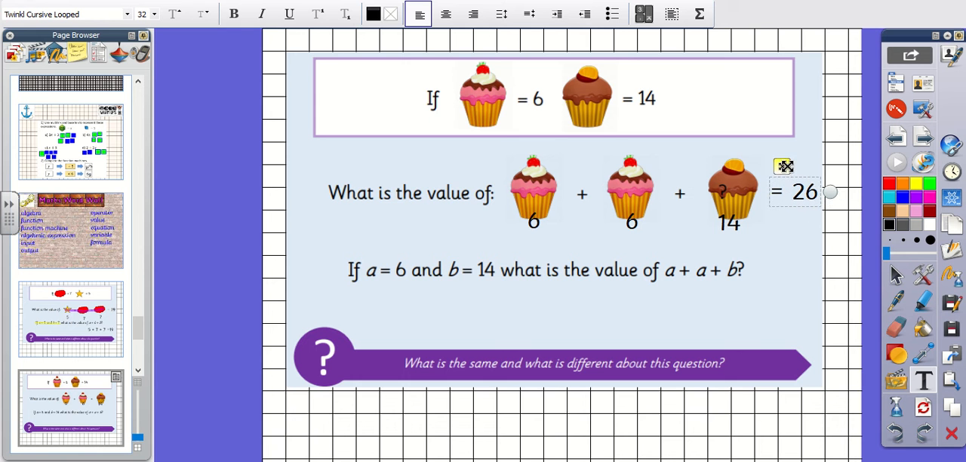There we go. So if A equals 6 and B equals 14, what is the value of A, which is 6, add A, which is 6, add B, which is 14? So 6 add 6 add 14, very similar to the one that we've just done. 6 add 6 is 12, add it on to 14 would give us 26. Very similar to the other question that we've just done. What is the same? We've both got 6's and a 14 in our calculation.